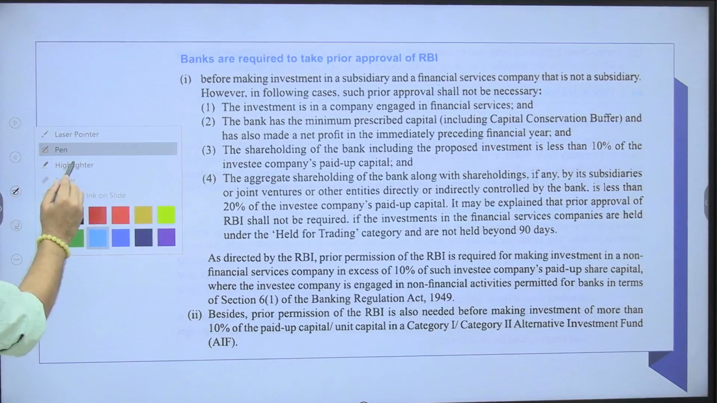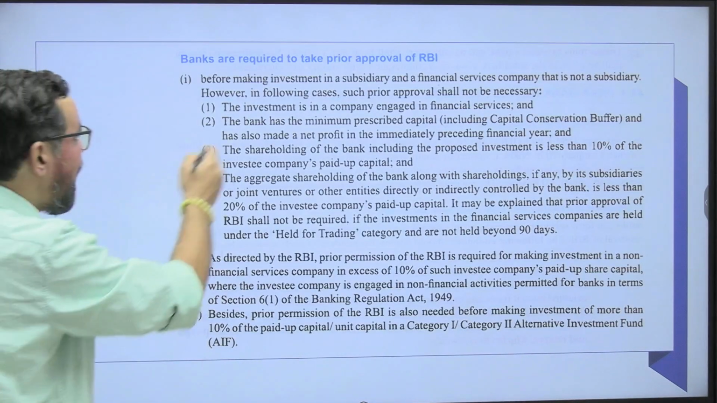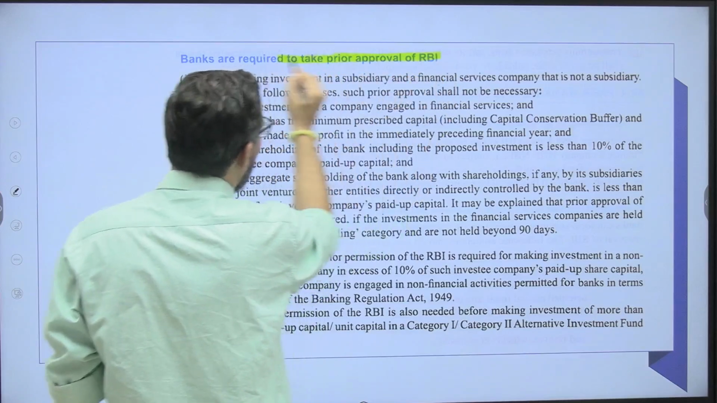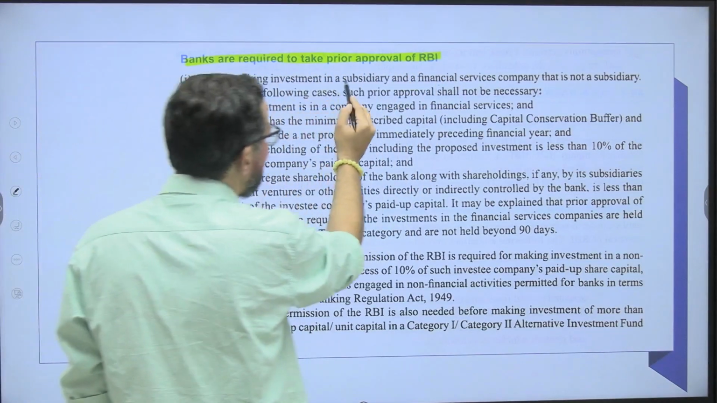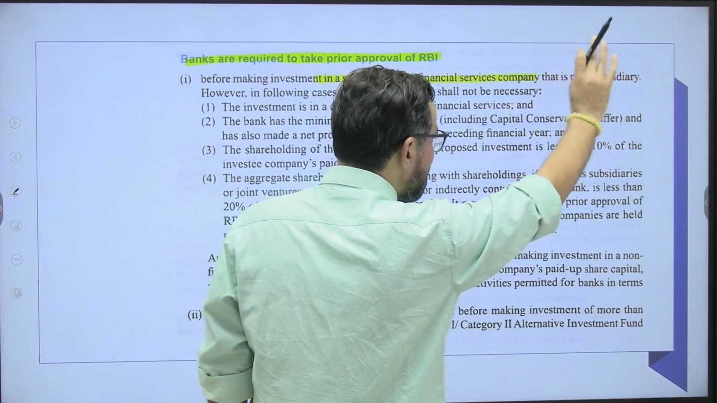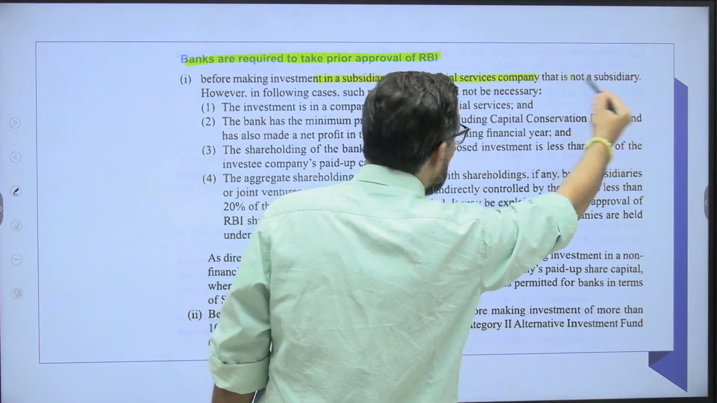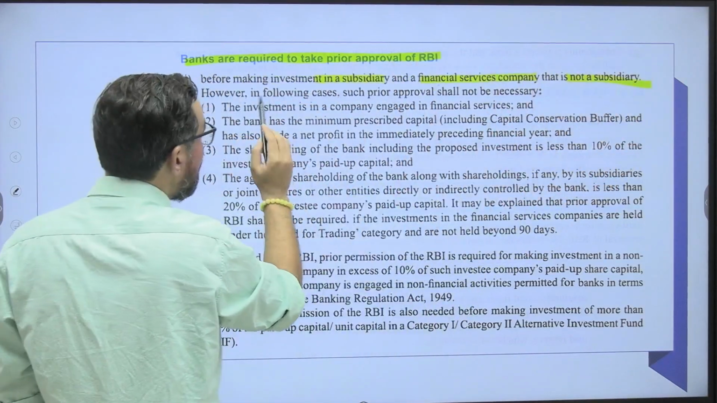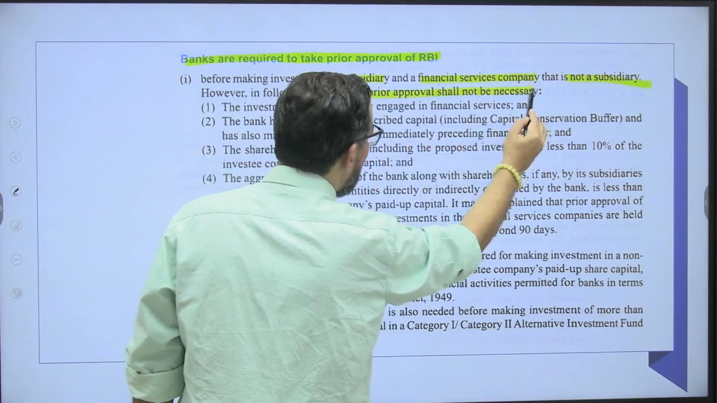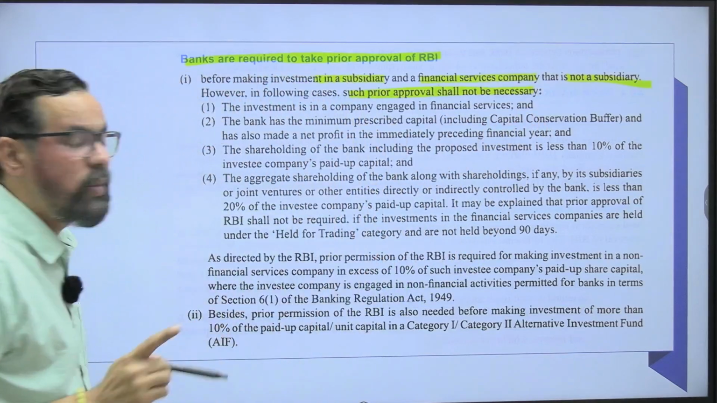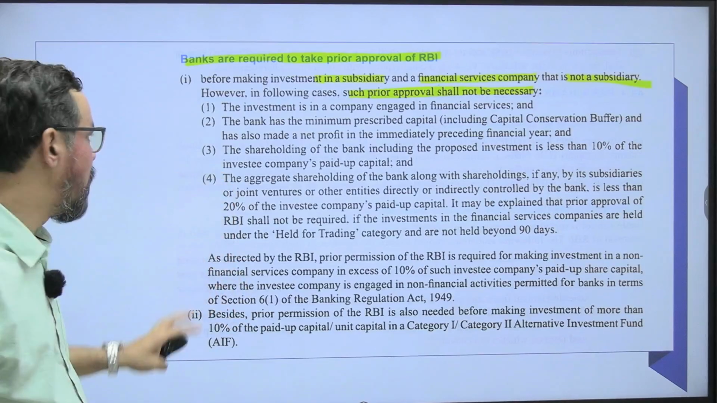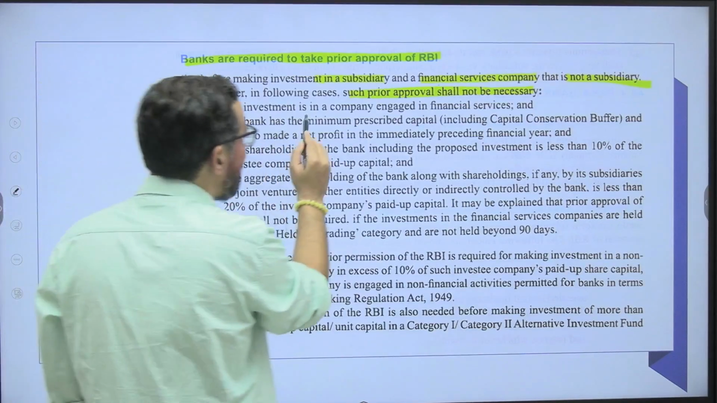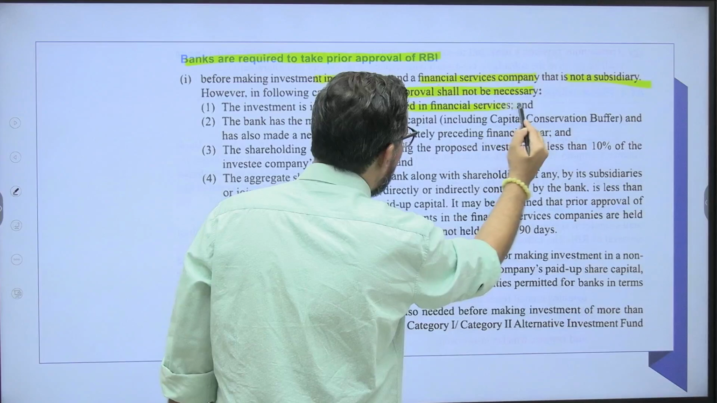ठीक है. तो अब इनको थोड़ा सा डिटेल में जाते हैं. So banks are required to take prior approval of RBI. कहाँ पे? Before taking investment in subsidiary and financial service company that is not a subsidiary. However, in following cases such prior approval shall not be necessary. तो यहाँ पे आपका requirement नहीं होगा. Apart from this, it is required. कहाँ पे requirement नहीं होगा? The investment in company engaged in financial services.